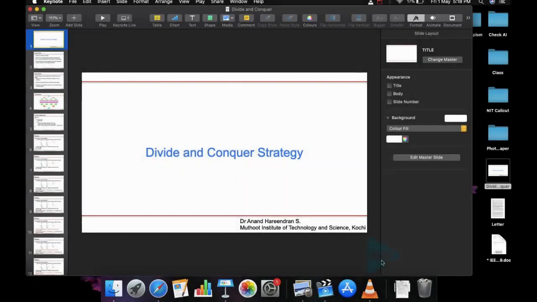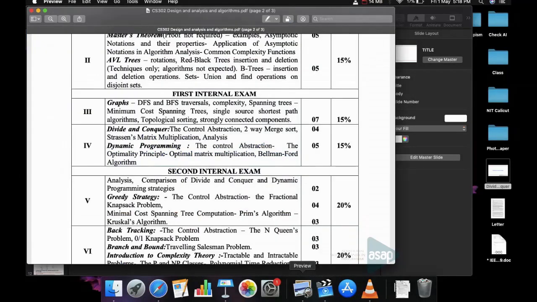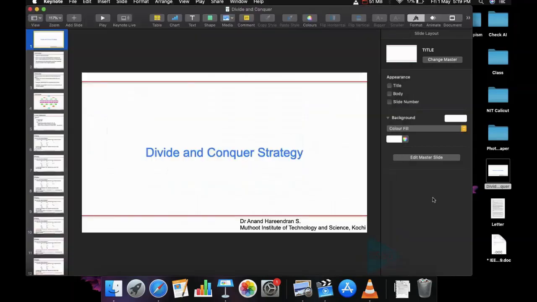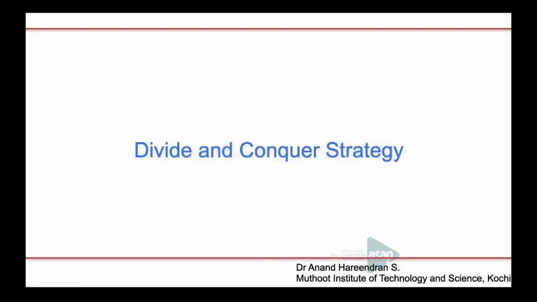Today we are going to deal with divide and conquer strategy. During last class, we gave an outline on dynamic programming, which comes in your fourth module. We covered the optimality principle, optimal matrix multiplication, the Bellman-Ford algorithm, and the basic analysis. Today we are going to cover divide and conquer, the two-way merge sort, Strassen's multiplication, its analysis, and also a bit of the fifth module, the comparison of divide and conquer with dynamic programming. So these are the items that we are going to discuss today.